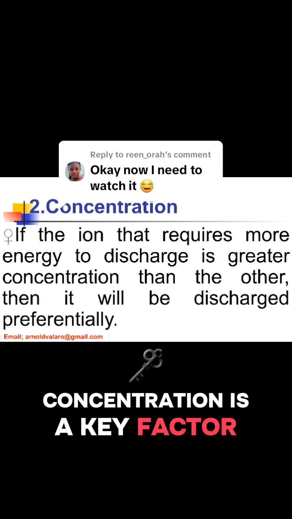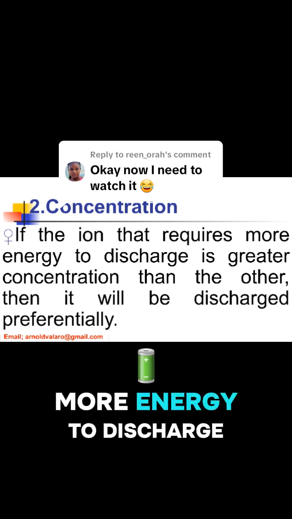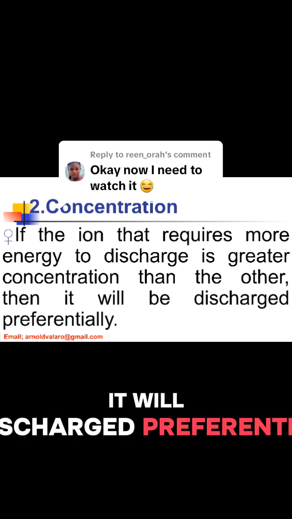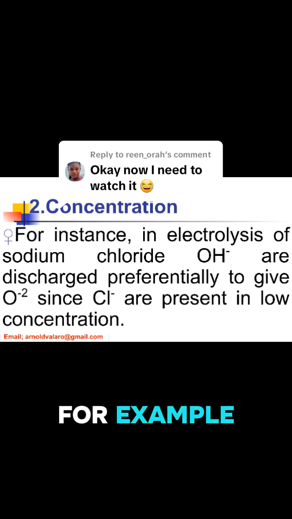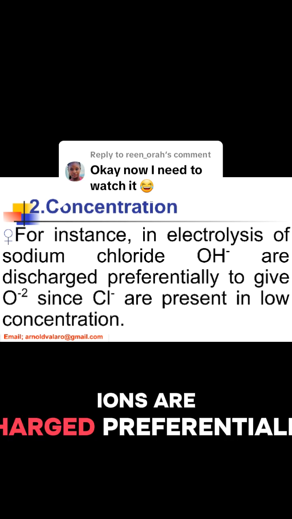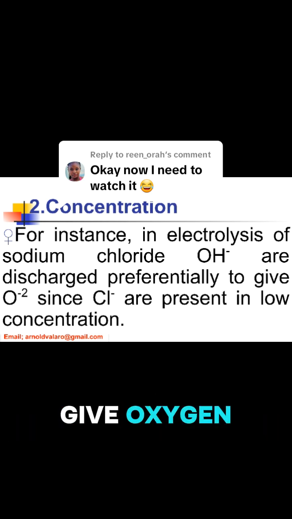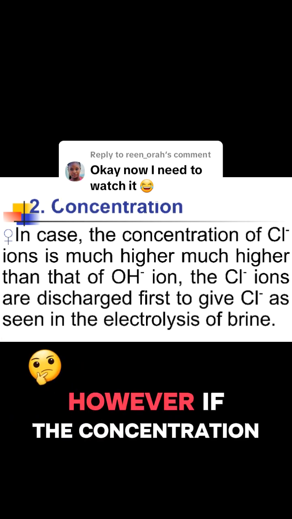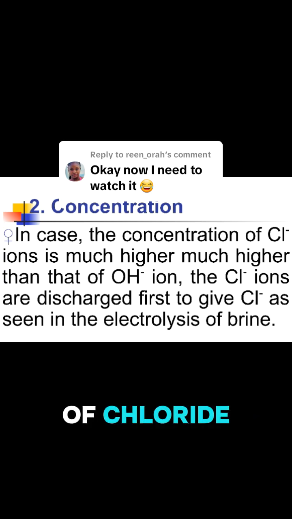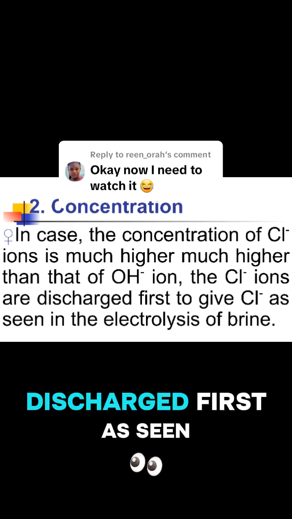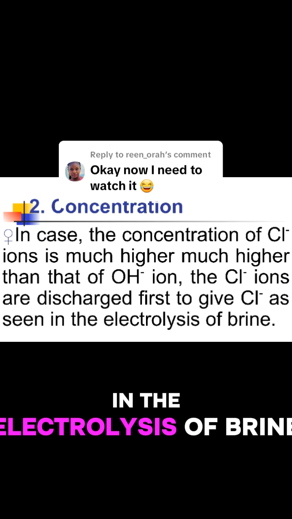Concentration is a key factor. If an ion needing more energy to discharge is present in a higher concentration, it will be discharged preferentially. For example, in the electrolysis of sodium chloride, hydroxide ions are discharged preferentially to give oxygen when chloride ions are at low concentration. However, if the concentration of chloride ions is much higher than that of hydroxide ions, the chloride ions are discharged first, as seen in the electrolysis of brine.